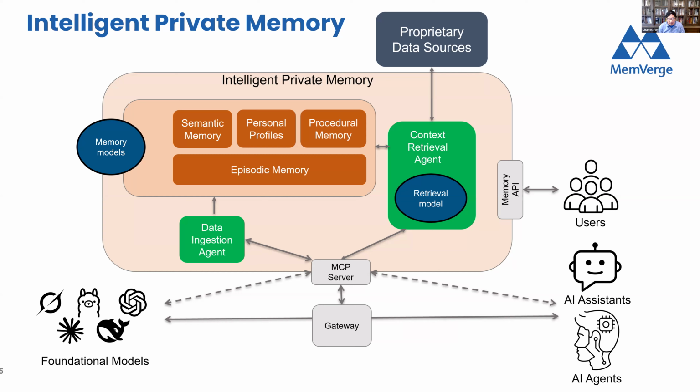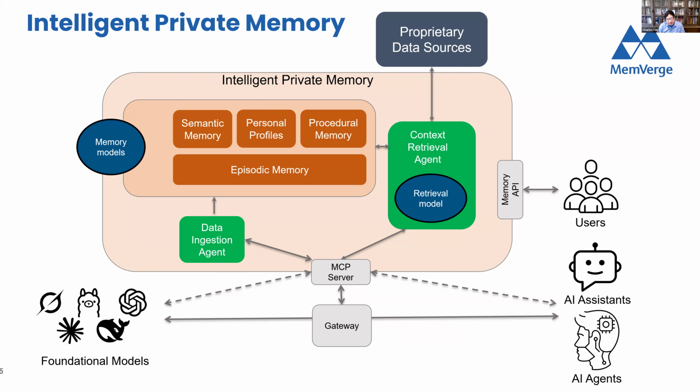There are memory models. These could be either private models or public models that can be incorporated to help generate these memory items, and there are algorithms built in to generate these memory stores as well. And the data is obtained through the MCP server, through a data ingestion agent, to be stored and indexed for retrieval as part of this memory.